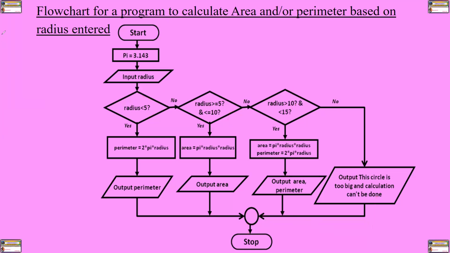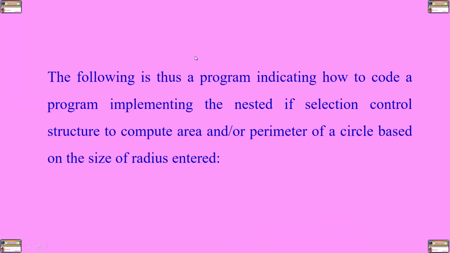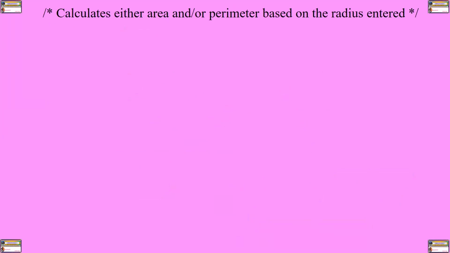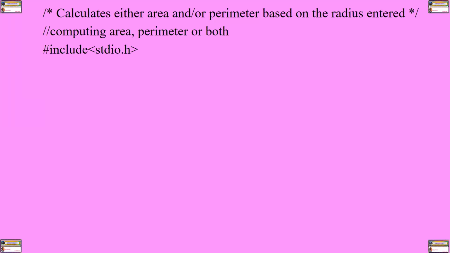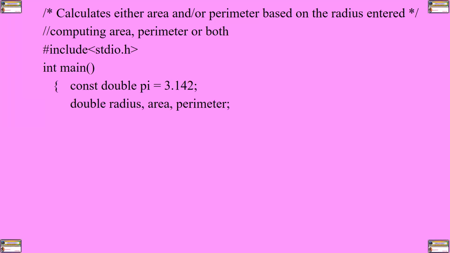So my dear students and the rest of the learners, let us now look at a program implementing the nested if control structure. So our program, the comment is, calculate area and the perimeter based on radius entered. Then we have our comment again, compute both area and perimeter. Our preprocessor directive is there. Then we have our main function there and our body, where we are declaring a constant memory location for holding the value of pi.